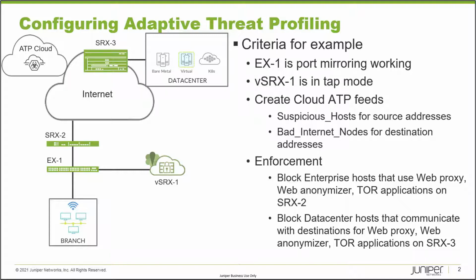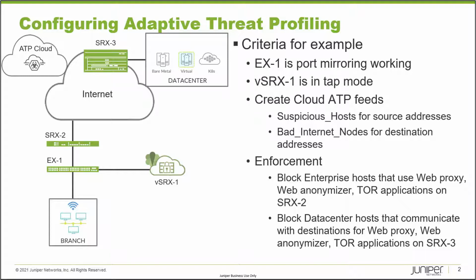Then for enforcement, we are going to block enterprise hosts that use web proxy, web anonymizer, and Tor applications on SRX2. Now, one thing I didn't point out here is we will be monitoring traffic that is coming from the branch. That's going to work that way because VSRX1 is in tap mode and we're port mirroring all traffic from the branch over to VSRX1. And so with that being said, if something in the branch uses one of those applications, we're going to need to block hosts from the branch from communicating with anything on the internet. So we're going to kind of isolate them in that regard.